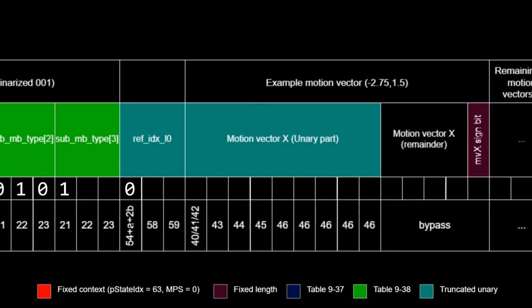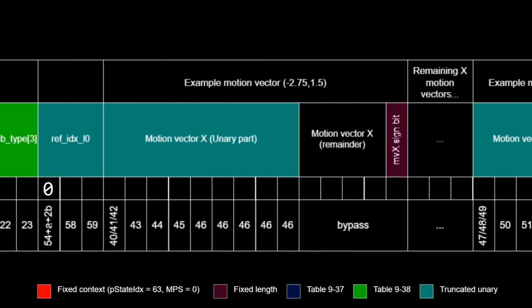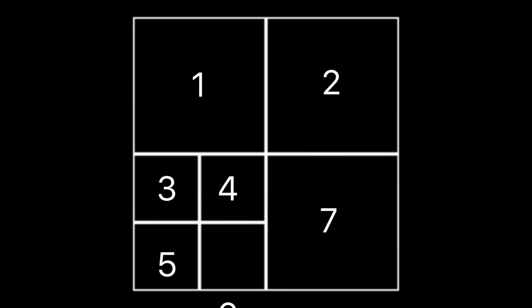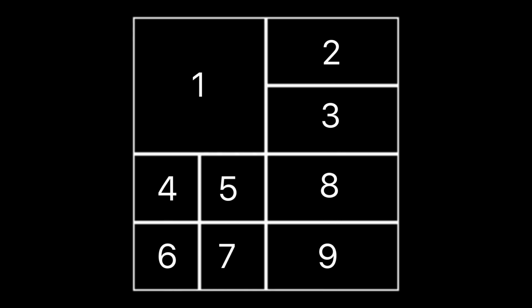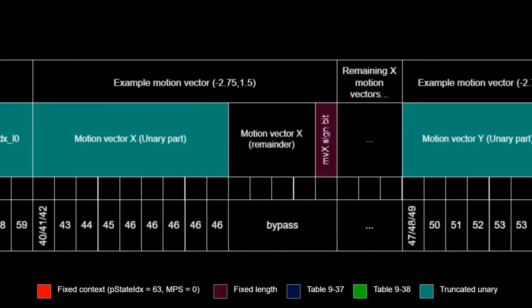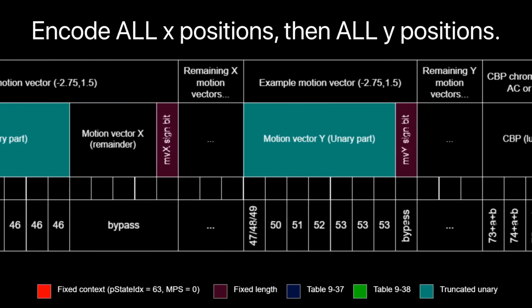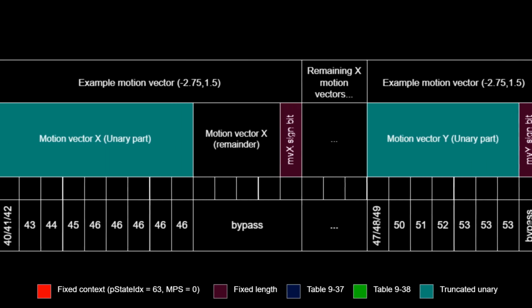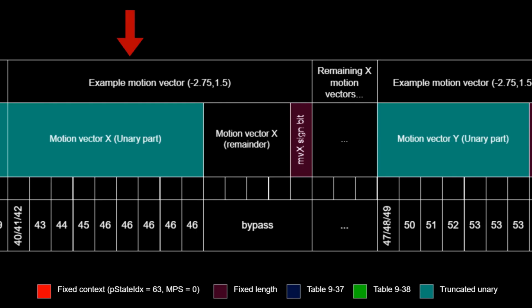Next, we'll encode the motion vectors for each partition of the macroblock. We go through each partition in order from left to right, then top to bottom, and if there are sub-macroblocks, we follow the same order for those as well. For each partition, we encode the horizontal X offset first, then the vertical Y offset. The offsets will be encoded in 3 parts: the unary, remainder, and sign bit.